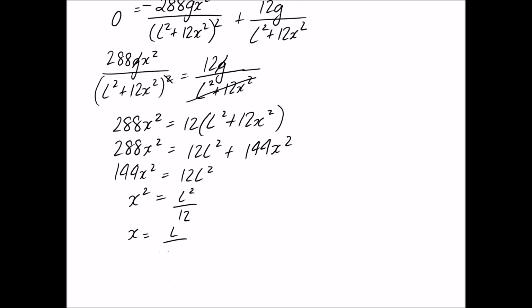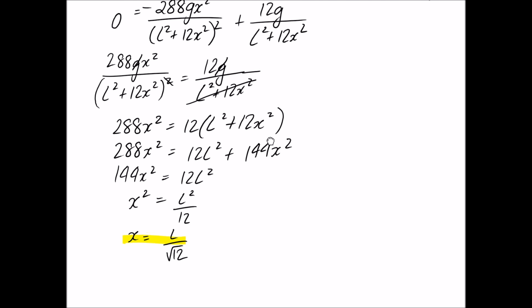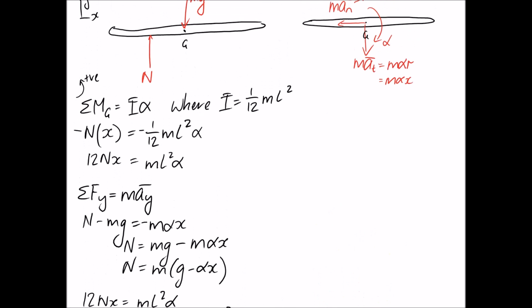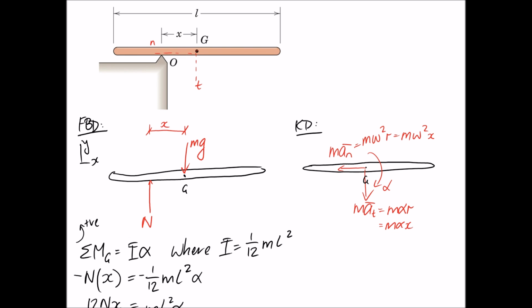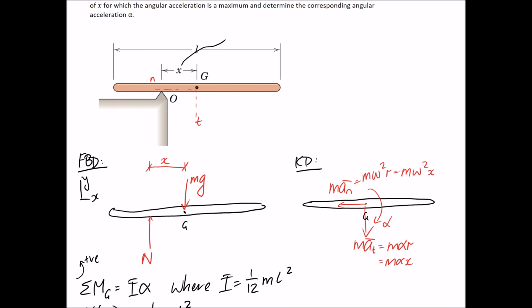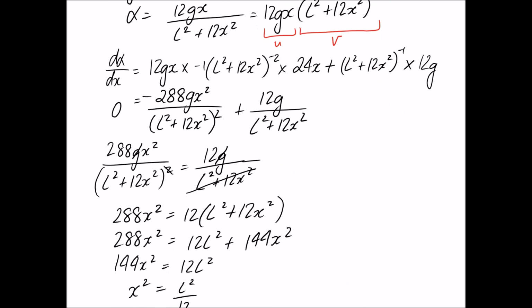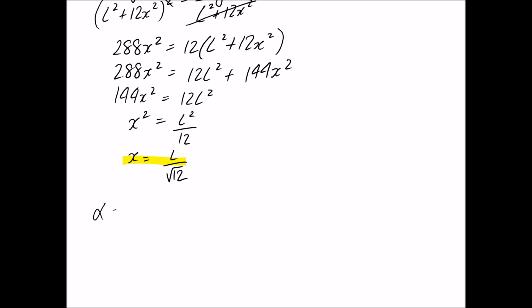L on square root 12. So this is one answer we were looking for. So the value of x needs to be the length of the beam divided by the square root of 12 in order to maximize the value of alpha. So if we scroll back up here, this needs to be L on square root 12. So now we just need to figure out what alpha this actually corresponds to, and of course we had our equation for alpha way back up here that we can substitute in. So if we know x, we should be able to find alpha. So the equation is this.